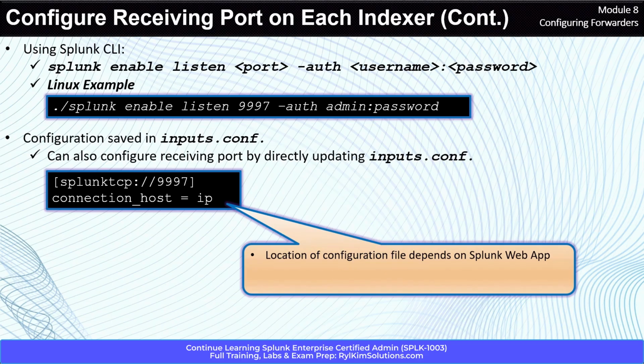Now, what is the location of your inputs.conf configuration file in this case? Because you just said you go to the web or the CLI, so which app is it going to place it in? The location of the configuration file depends on the Splunk app. If you are doing it on Splunk Web, for example, it depends on the app you were in before you went ahead and performed the configuration. So it's going to place it in that app.